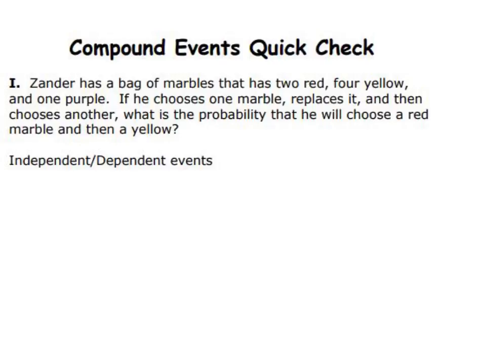So let's go ahead and start with this first one. It says Sandra has a bag of marbles that has 2 red, 4 yellow, and 1 purple. And what I like to do, I like to list them here, because sometimes it makes it easier than to go back and reading it. Okay, if he chooses one marble, replaces it, and then chooses another, what is the probability that he would choose a red marble then a yellow?